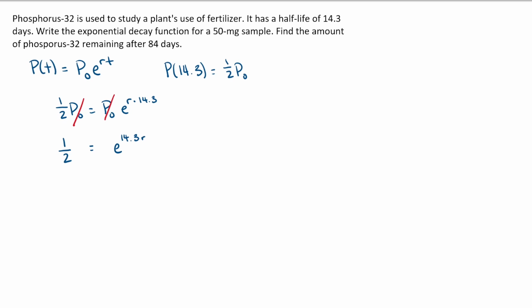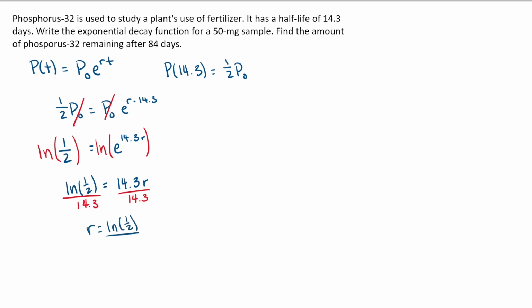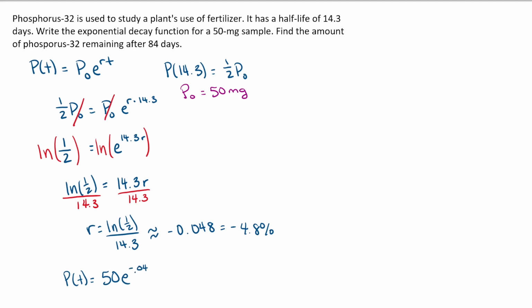Take the ln of both sides in order to get rid of our e. So ln of 1/2 is equal to 14.3 times r. Divide both sides by 14.3, and r is about negative 0.048 or negative 4.8%. So our rate of decay is 4.8%. This means our exponential decay function is P of t equals, our initial value is 50, so 50 times e to the negative 0.048 t power.